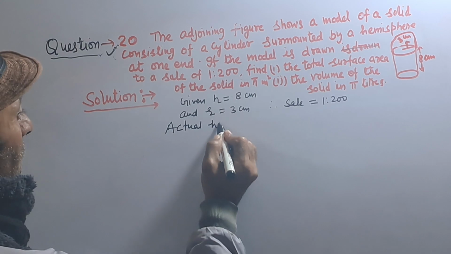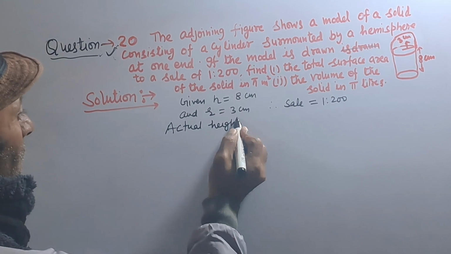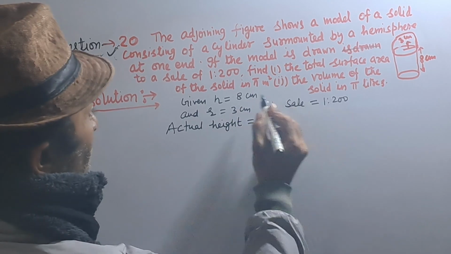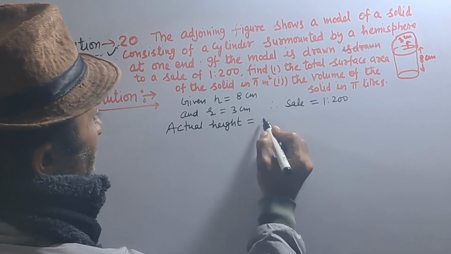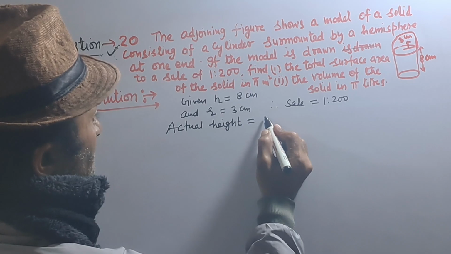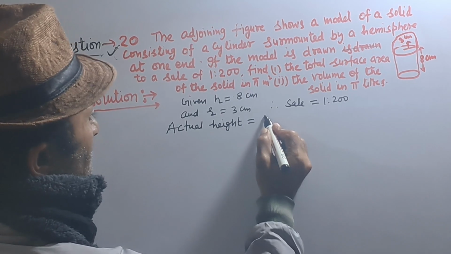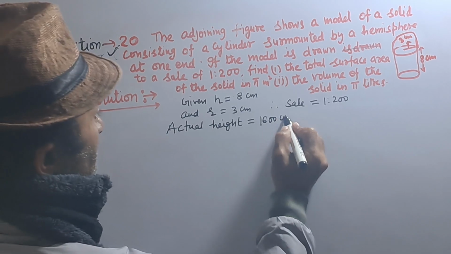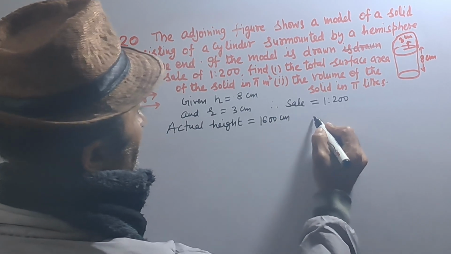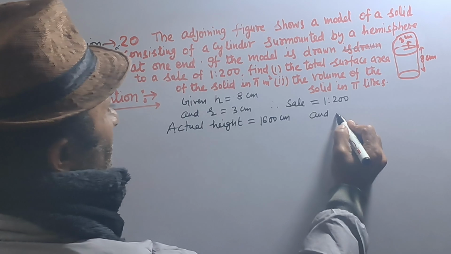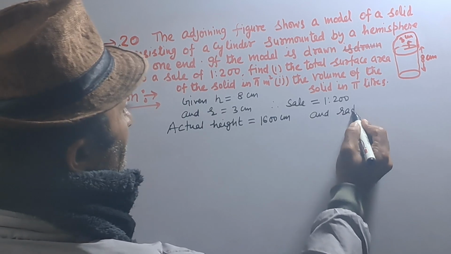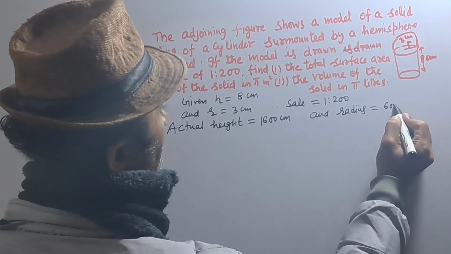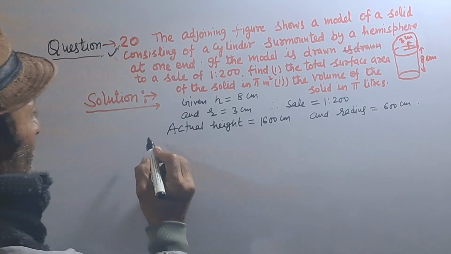Actual height is equal to 200 into 8, that is 8 200s are 1600 centimeter, and radius is equal to 3 200s are 600 centimeter.